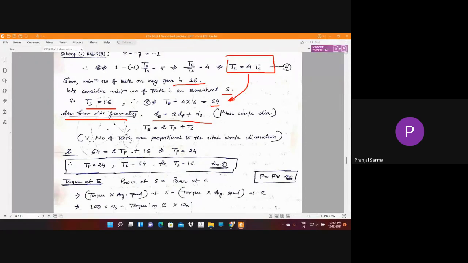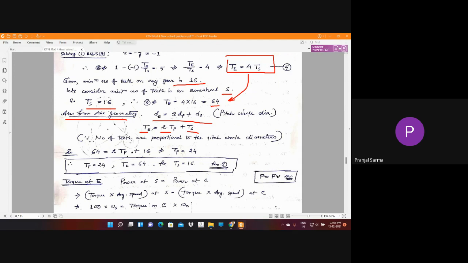Now this same relationship we can extend to the number of teeth, and we can write Te equal to twice the number of teeth in P plus Ts, because the number of teeth are proportional to the pitch circle diameter for those different gears.